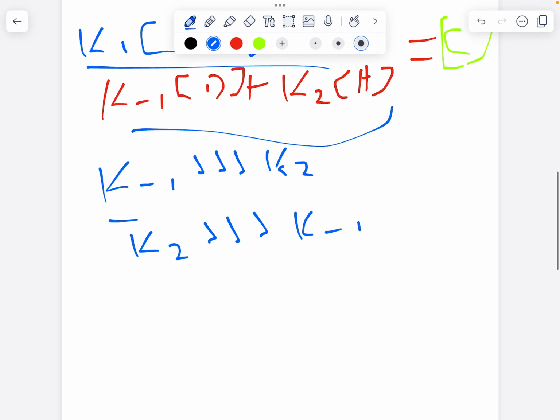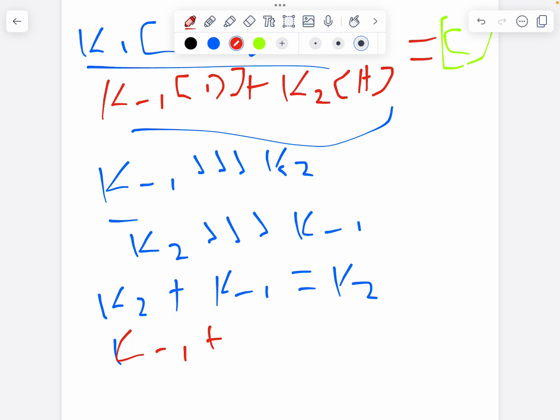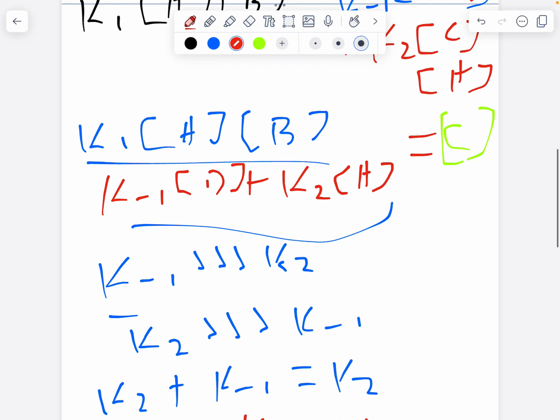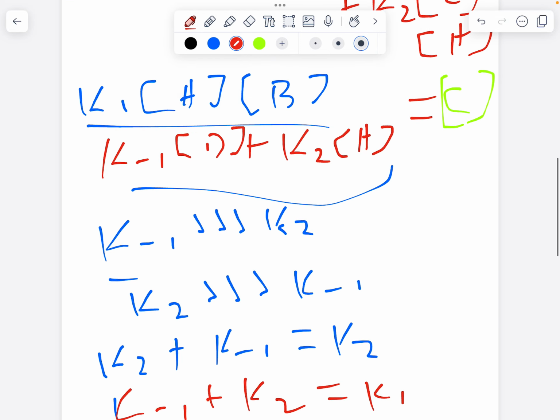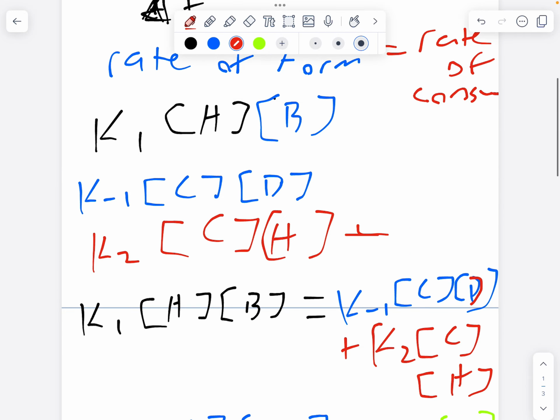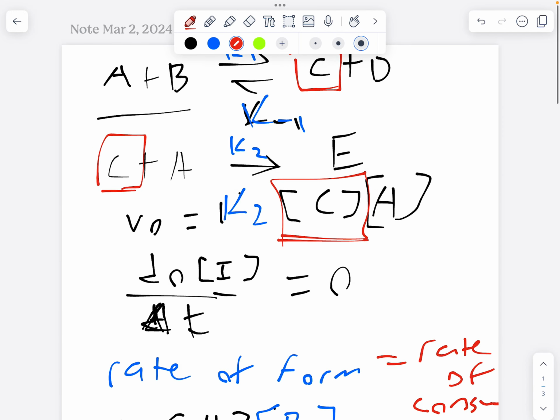In the second case, if K2 were much greater than K minus 1, K2 plus K minus 1 would just be equal to K2, because a really big number plus a really small number is just a really big number. In the first case, if K minus 1 were much bigger than K2, we know K minus 1 plus K2 would be equal to K minus 1. So now the tricky part is looking at which approximation, which assumption, do we want to make? And for that, we look at the original equation. We know that we want an A in that original equation.